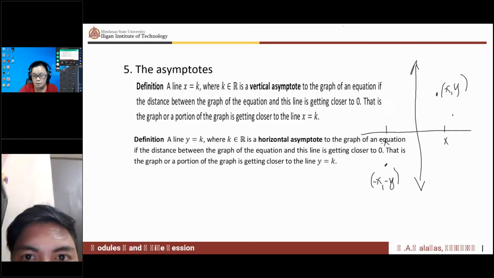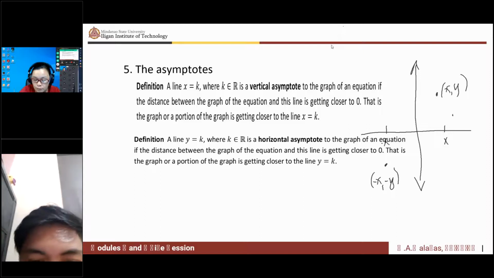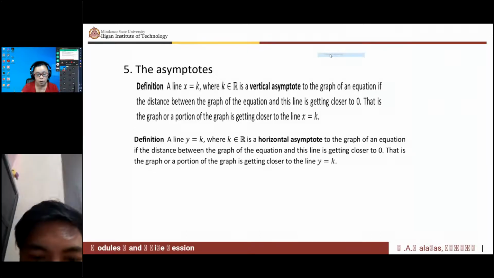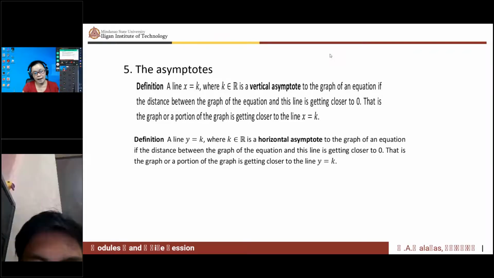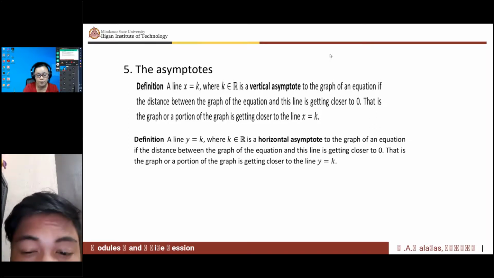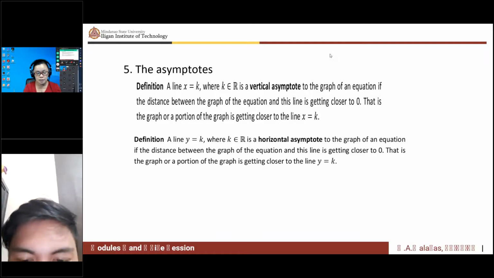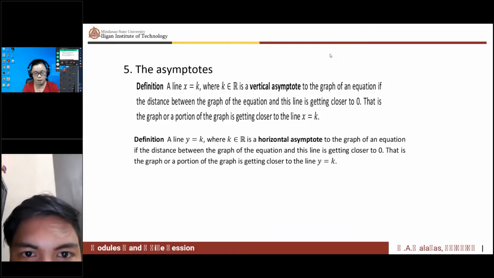The asymptotes. Let's erase this one. We're almost done. So a line x equals k, where k is a real number, is a vertical asymptote to the graph of an equation if the distance between the graph of the equation and this line is getting closer to 0. That is, the graph or a portion of the graph is getting closer to the line x equals k. So the graph almost touches the line, but actually never touches it.